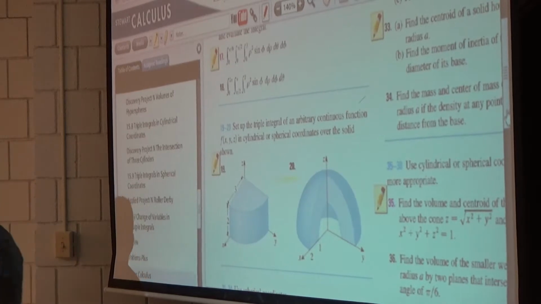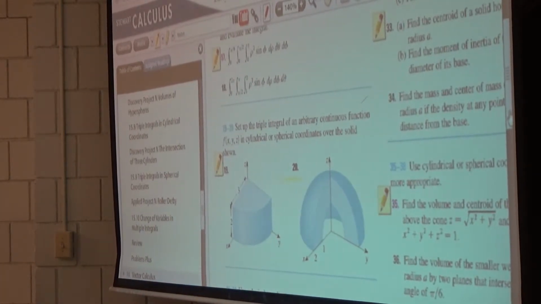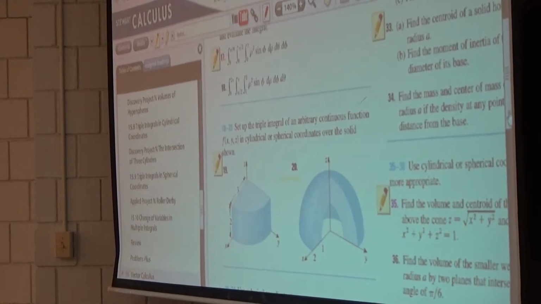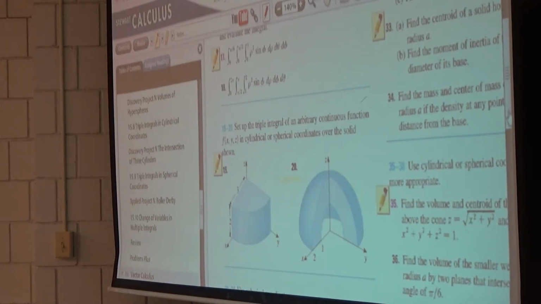Sound good? Question? I was going to say, wouldn't it just be the same thing except theta would go from pi over 2 to 2 pi? He's only moving theta. He says you just have to move theta. And what does phi do? Phi goes from 0 to what? Pi over 2. That's it. I'm going to put it right here on the board.